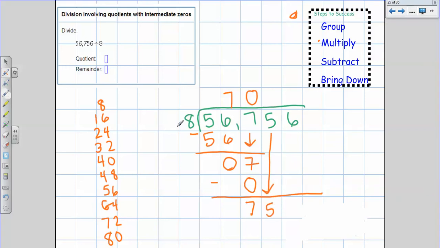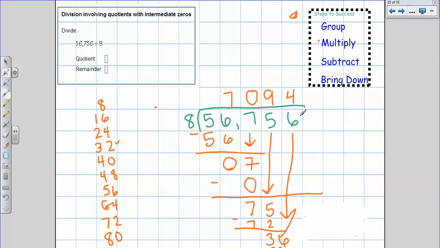So now I'm ready to group. How many times does 8 go into 75? I look at my cheat sheet over here and I can see that it's going to be 9 times. So 8 times 9 is 72. Now I subtract. 75 minus 72 is 3. Bring down my 6. 8 goes into 36 4 times. That gives me 32.